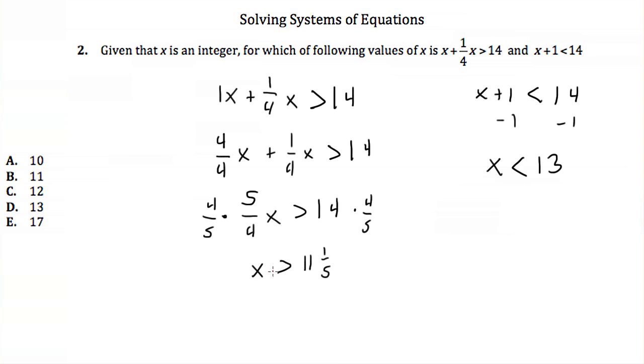10 is less than 11 and 1/5. So A is incorrect. 11 is less than 11 and 1/5, so B is incorrect. 12 is greater than 11 and 1/5, so that satisfies this one. It's also less than 13, so it satisfies that one, which makes me think C is going to be our correct answer. But we can check the other ones as well. D is not less than 13, so that's incorrect, and 17 is not less than 13, so that one's incorrect, so C is indeed our answer.